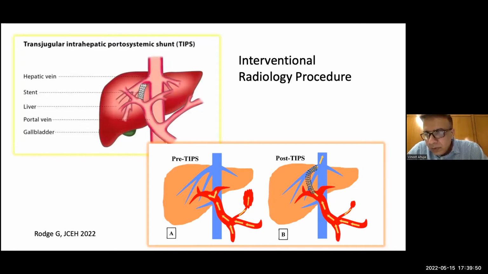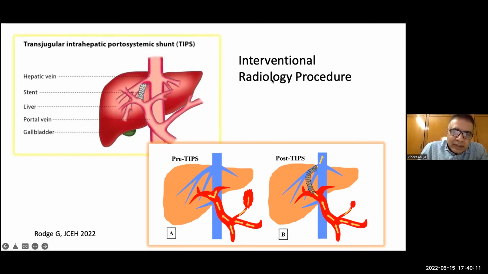Now let's talk about two or three modalities which you should be aware of. That is, if the patient has gone through endotherapy, however, if the patient continues to bleed, what are the other alternatives we have? The foremost is what is known as transjugular intrahepatic portosystemic shunt, TIPS, as it is very famously known as. What is TIPS?